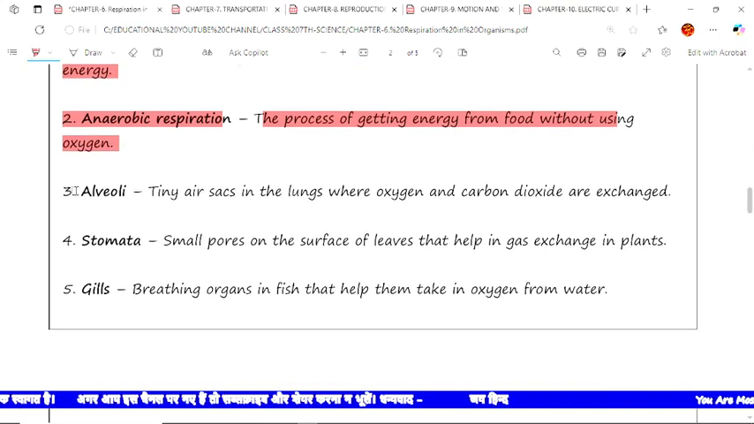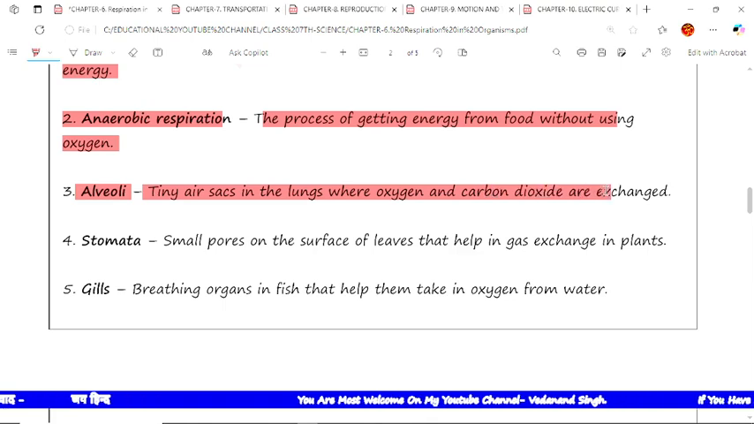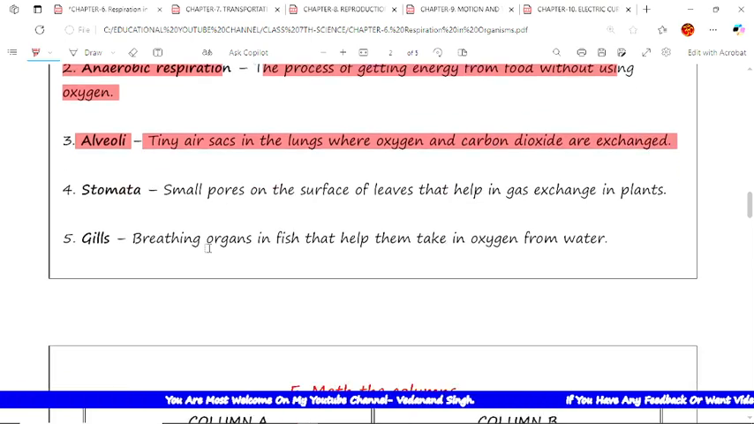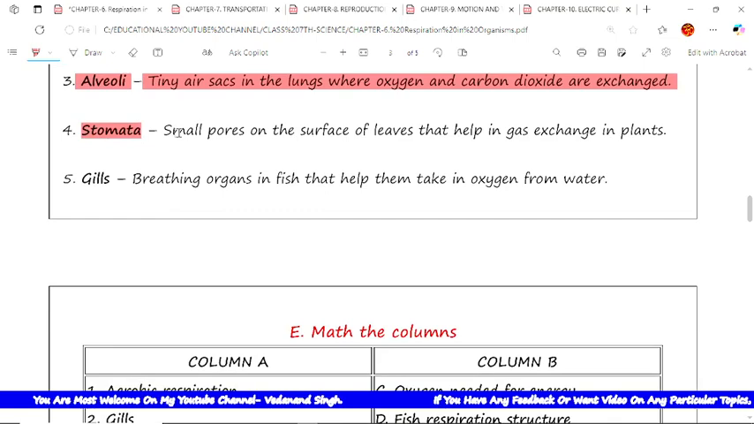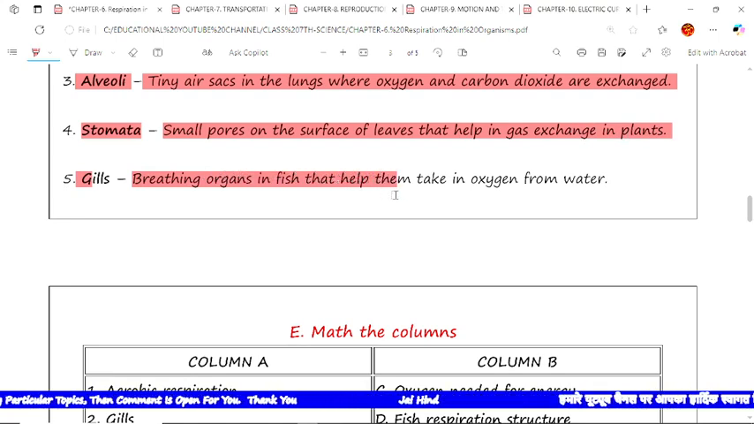Now the next is alveoli. The tiny air sacs in the lungs where oxygen and carbon dioxide are exchanged are called alveoli. Next is stomata. The small pores on the surface of leaves that help in the exchange of gases in plants. The next is gills. The breathing organs in a fish that help them take oxygen from water are gills.